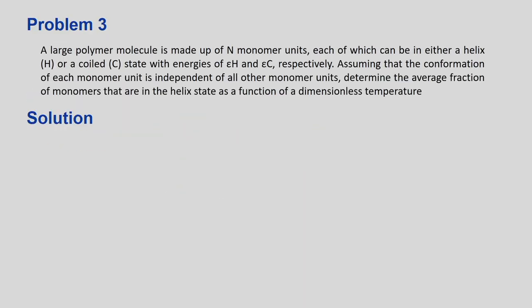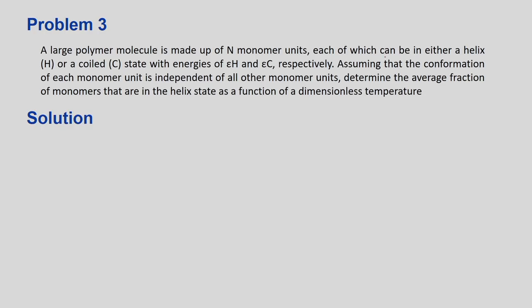So, we come to the third problem. The third problem talks about a polymer chain. The polymer chain has two different types of monomers, the helix type monomers and the coil type monomers. In this question, we are told that there are n monomer units, each of which can either be in a helix or a coil state. So, the helix and coil state names are given as per their shape.